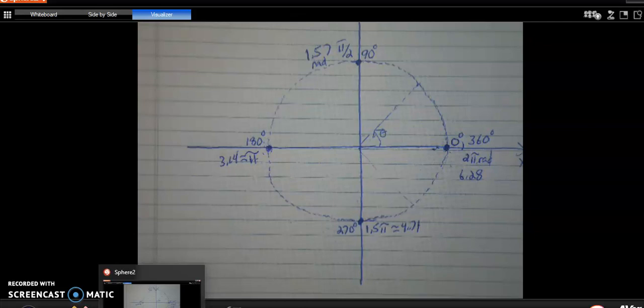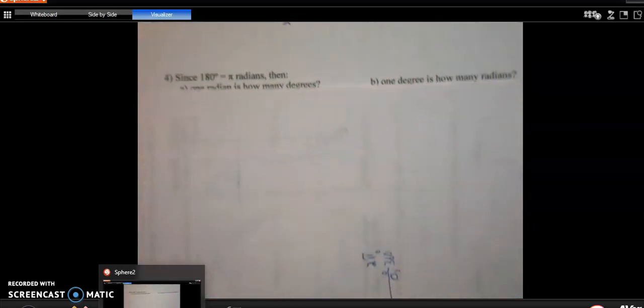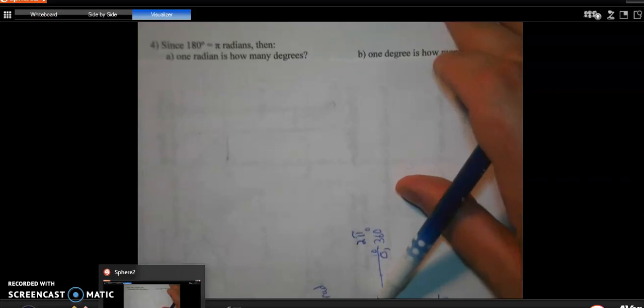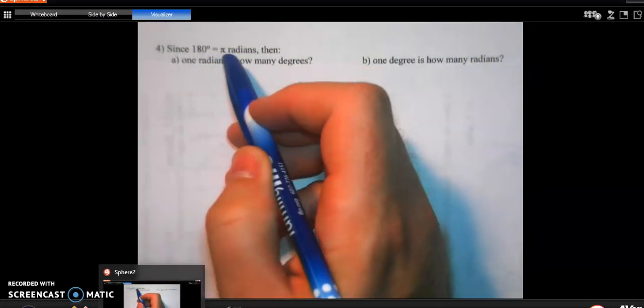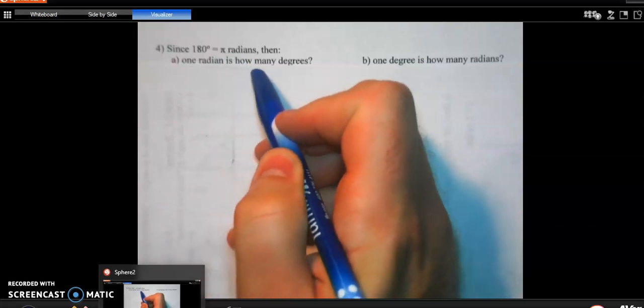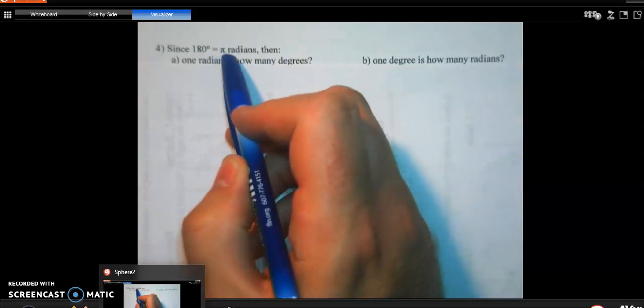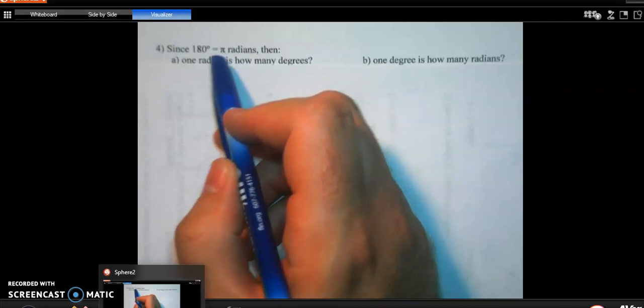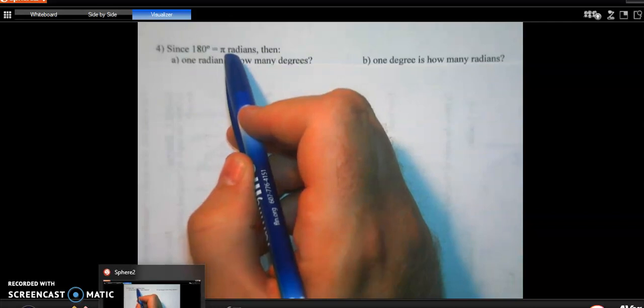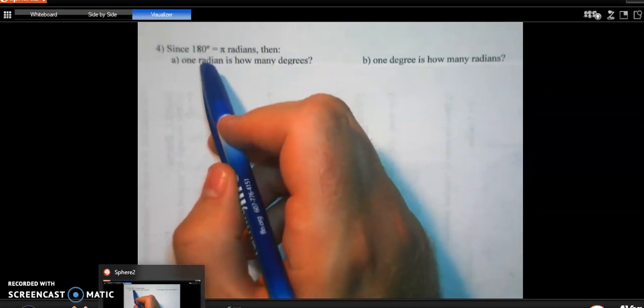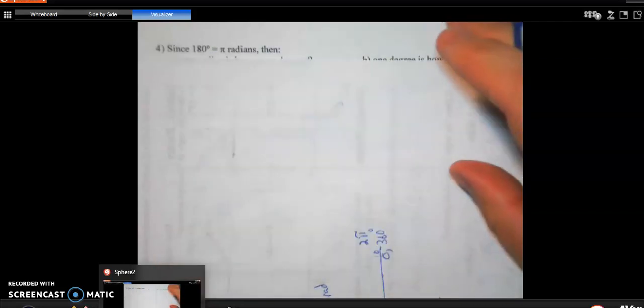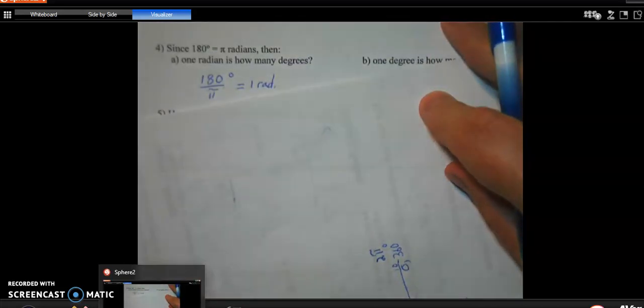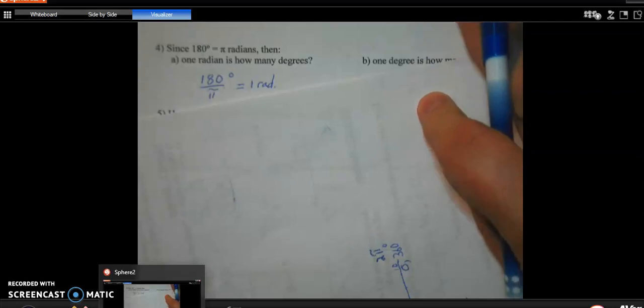What we look at next is converting radians to degrees. So we know that there's 180 degrees in pi radians. So 1 radian is how many degrees? Remember that pi is just a number, like 3.1415. So if we divide both sides by pi, we end up with 1 radian on the right-hand side and 180 divided by pi on the left side. So 1 radian is equivalent to 180 degrees divided by pi.